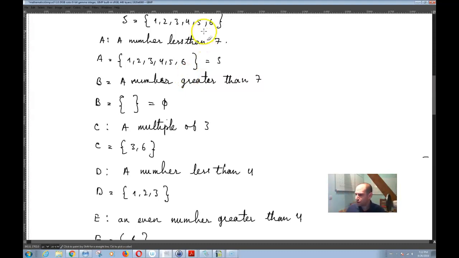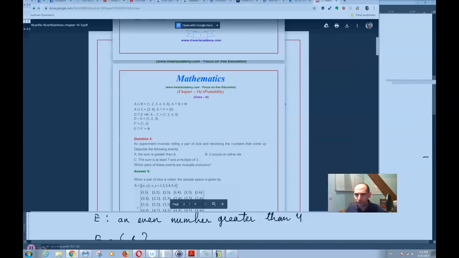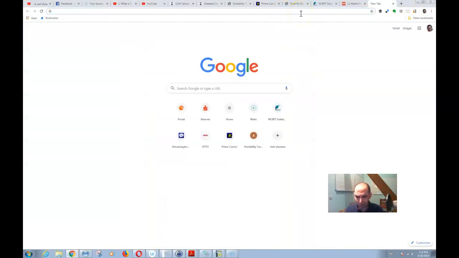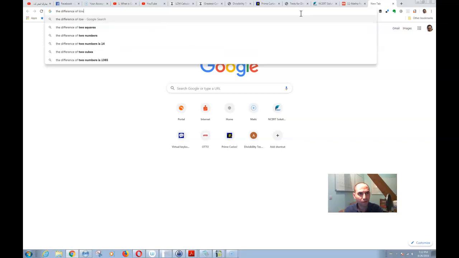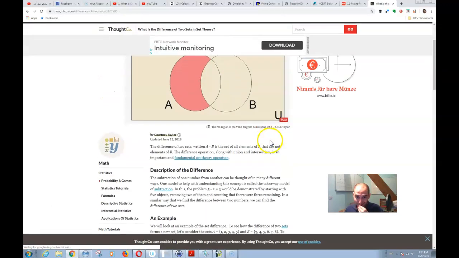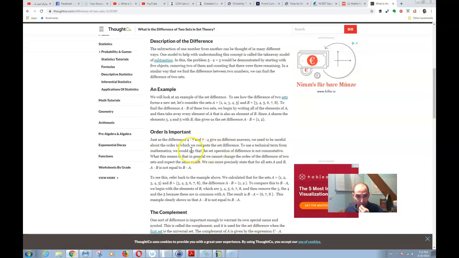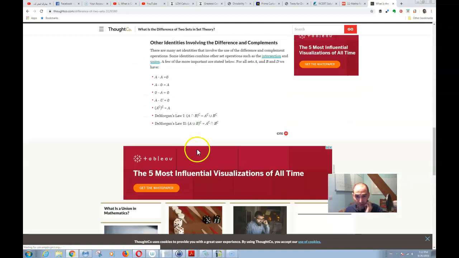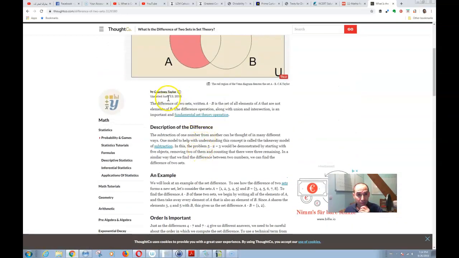But now, I suppose we can go here and take a look at the difference of two sets. Let's see what the definition is, because I don't actually remember that. Okay. Yeah. So the difference of two sets, first of all, you can see that this has been written in 2018. The difference of two sets written A minus B is the set of all elements of A that are not elements of B. The difference operation, along with union and intersection, is an important and fundamental set theory operation.